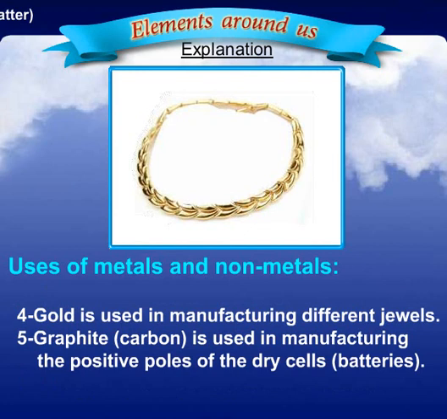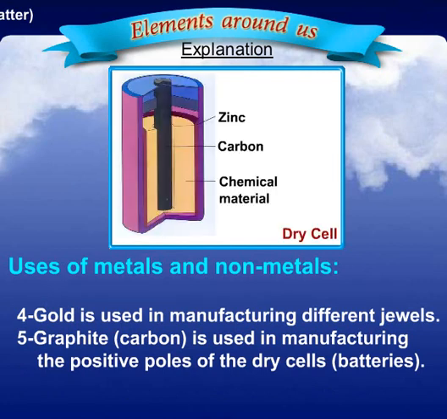4. Gold is used in manufacturing different jewels. 5. Graphite, carbon, is used in manufacturing the positive poles of the dry cells, or batteries.